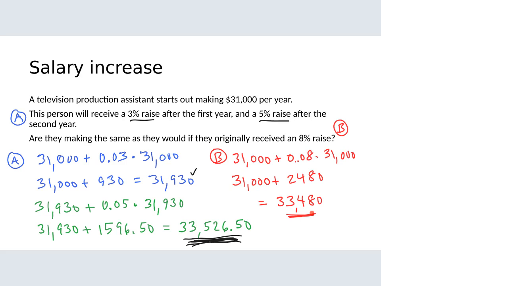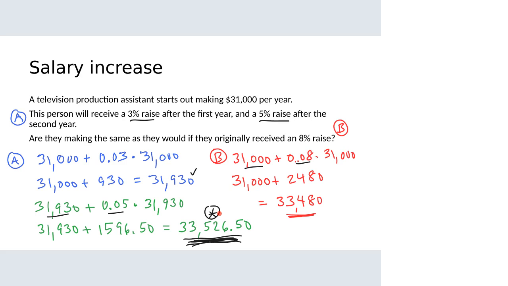The reason for that is this 5% raise was applied to their new higher salary. And so getting a little raise and then another raise actually took them to a bigger salary at the end. Getting a 3 and then getting a 5 isn't the same as just getting an 8, is the real moral of the story here. The reason mathematically is that the entirety of this 8% raise is based on the $31,000 salary. Over here, 5% of it is based on this $31,930, and that's why that ends up with a higher salary at the end.